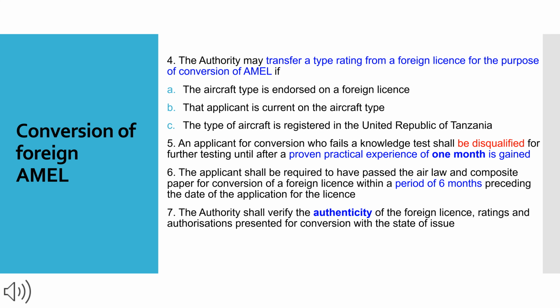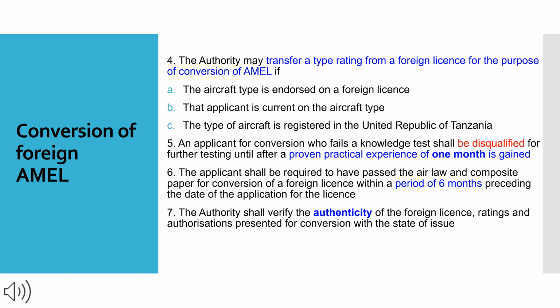The authority may transfer type rating for a foreign license for the purpose of conversion of aircraft maintenance engineer license if the aircraft type is endorsed on the foreign license, and if the applicant is current on the aircraft type, and the type of aircraft is registered in the United Republic of Tanzania. An applicant for conversion who fails a knowledge test shall be disqualified for further testing until after proven practical experience of 1 month is gained.